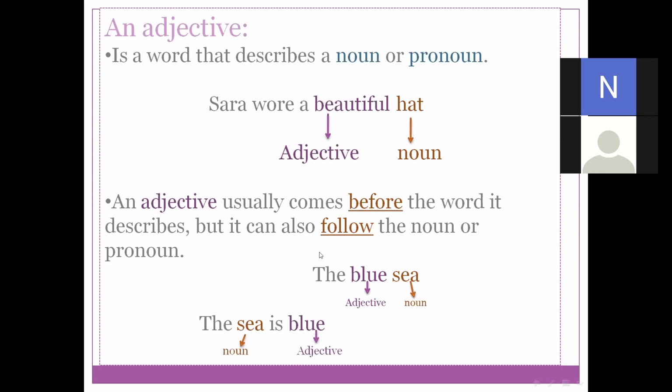Clear? So again, an adjective describes the noun or a pronoun. In an adjective, we are describing the noun or a pronoun. We are giving detail about this noun. An adjective usually comes before the noun or sometimes it follows the noun.